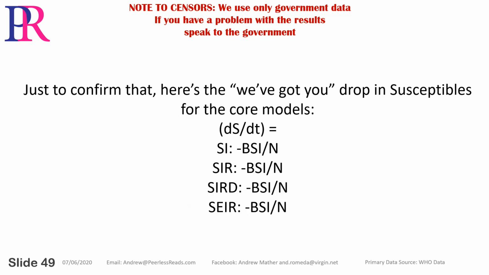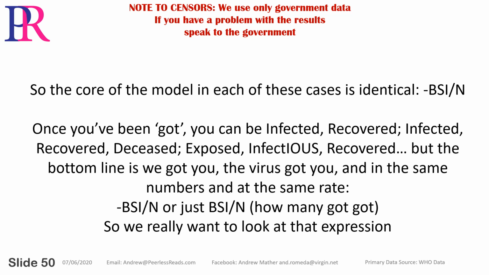Just to confirm that, here's the drop in susceptibles for the core models. dS/dt equals, in SI, minus bSI over N. In SIR, minus bSI over N. In SIRD, minus bSI over N. In SEIR, minus bSI over N. So the core of the model in each of these cases is identical: minus bSI over N. Once you've been got, you can be infected, recovered, deceased, exposed, infectious, recovered. But the bottom line is the virus got you, in the same numbers and at the same rate, bSI over N. How many have you got?